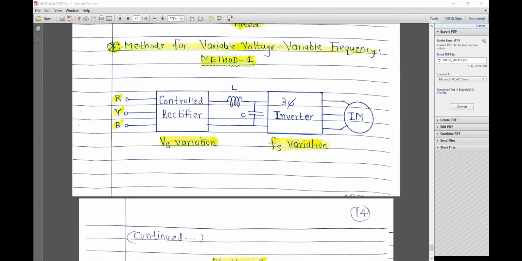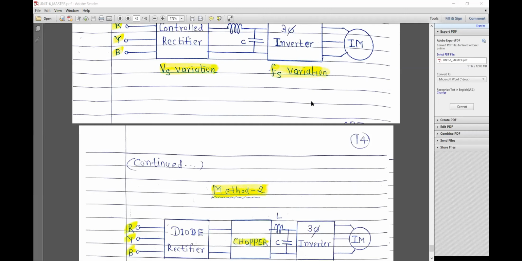So the control rectifier is responsible for varying the DC input to the inverter, and in an inverter, I can have Fs variation. So Vs variation is brought about by the rectifier, and Fs variation is brought about by the inverter. This is the first kind of drive, that is rectifier plus inverter.